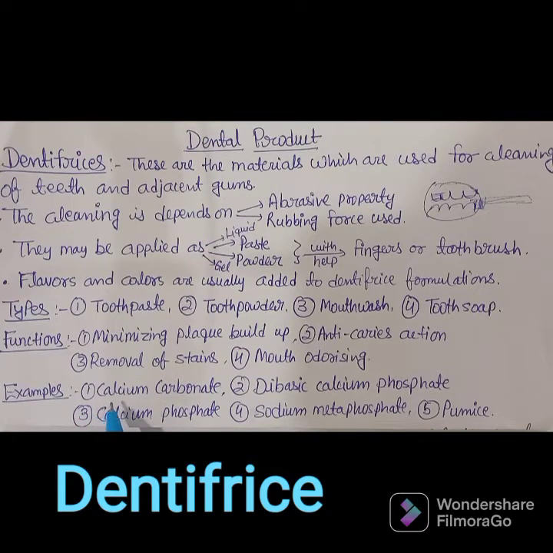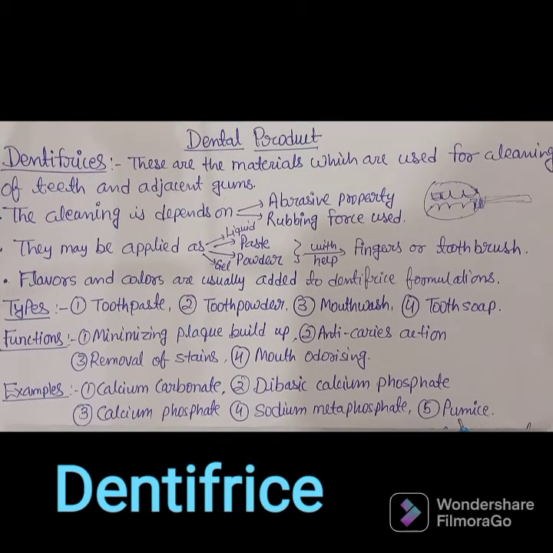What are the different examples we use in dentifrices? Calcium carbonate is one of the dentifrices. Dibasic calcium phosphate can be a dentifrice. Calcium phosphate, and the fourth one, sodium metaphosphate, and pumice, right? Pumice is also one of the dentifrices. So these are the dentifrices.